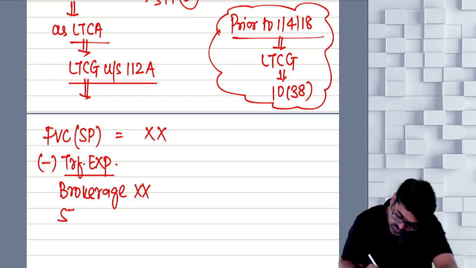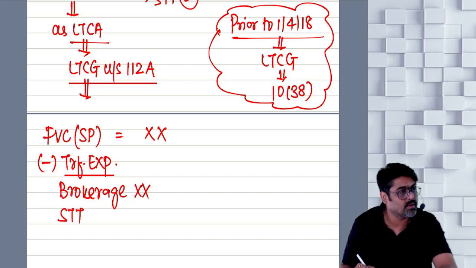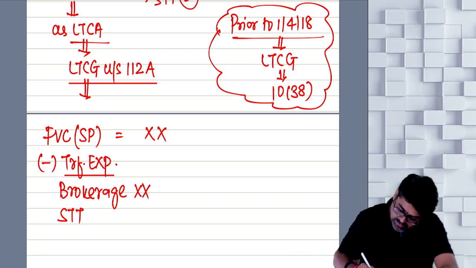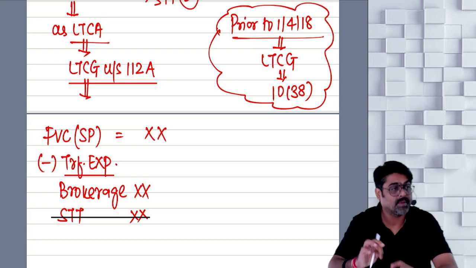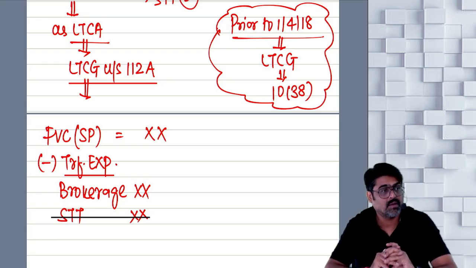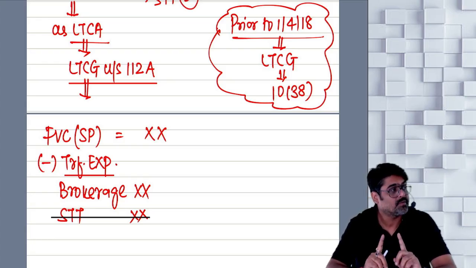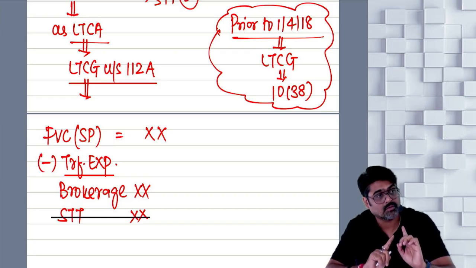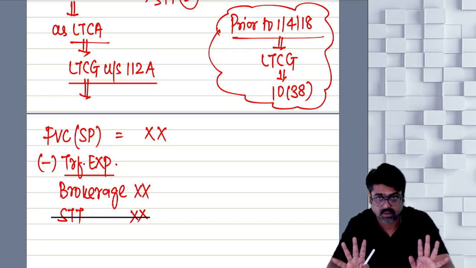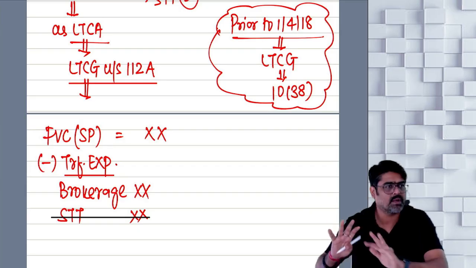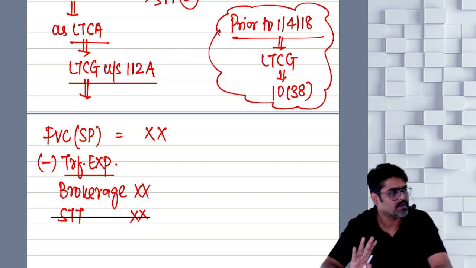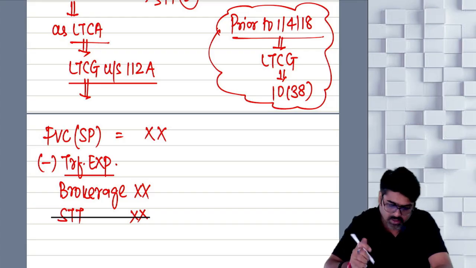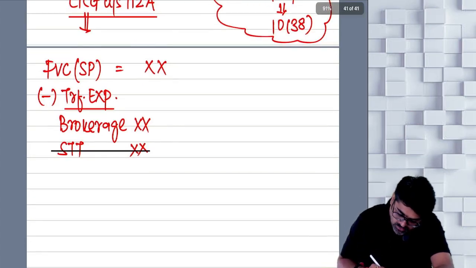But at the time of transfer, STT is also to be paid. That amount of STT will not be treated as your expense, because, as I have already told you, deduction of STT will not be available while calculating capital gains. Only the brokerage, etc., which you have paid at the time of transfer will be allowed as a transfer expense. Okay.